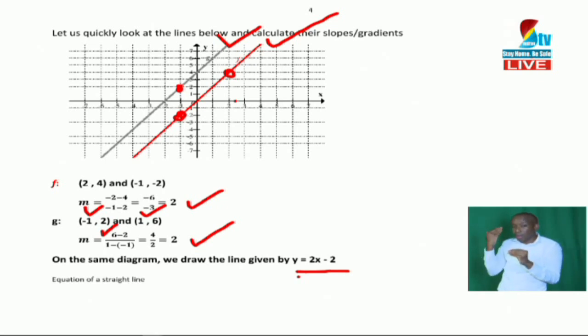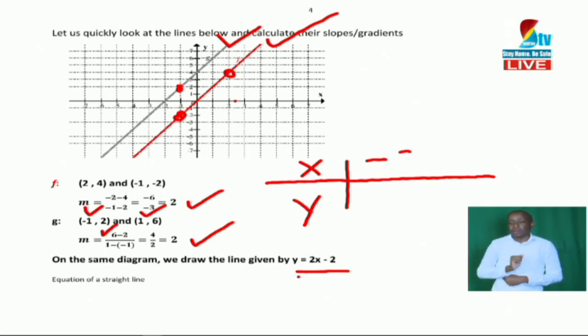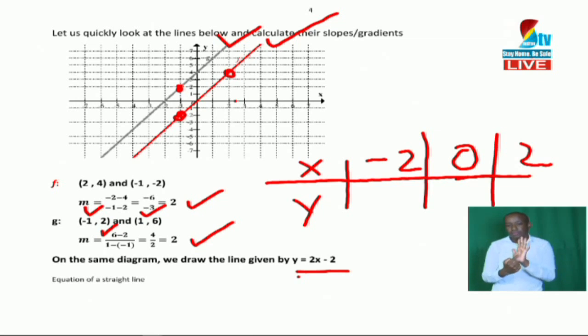What you would do was come up with a grid like this, and then you would have your x here and a y there. Then you would choose values of x at random. For instance, you would have -2, 0, and 2, and then you would try to work out what you would get for values of y. So let us see what we are going to get here.